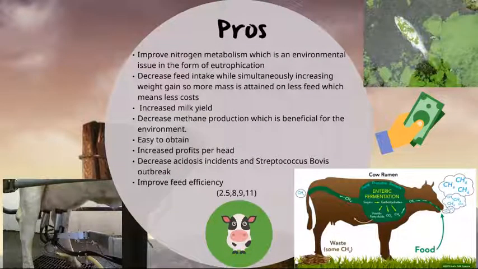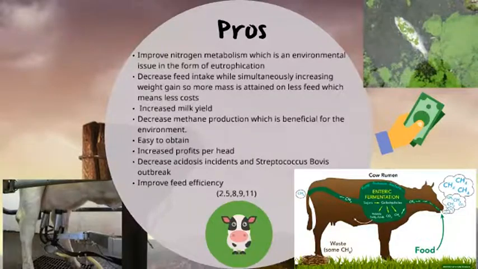It is easy to obtain as it is not used in human medicine and is not as strictly regulated as other antibiotics. It increases profits per head. It decreases acidosis incidence and Streptococcus bovis outbreaks, improves feed efficiency, and possibly it will overall just improve an operation and the overall health of a herd.